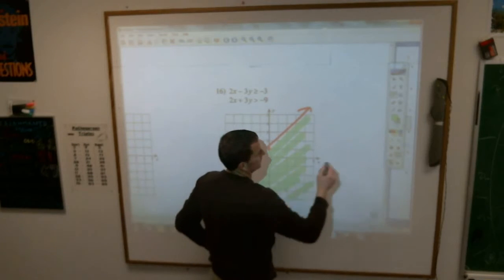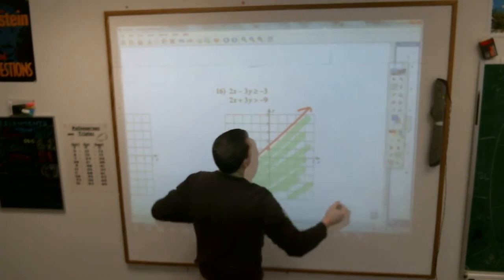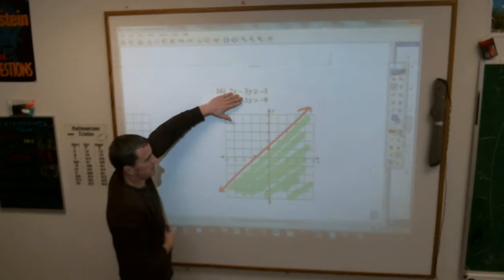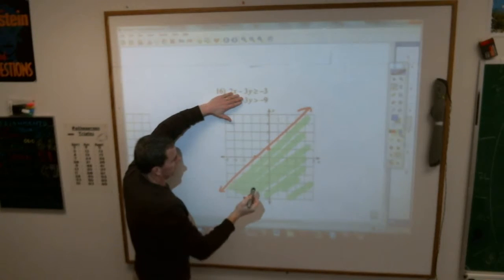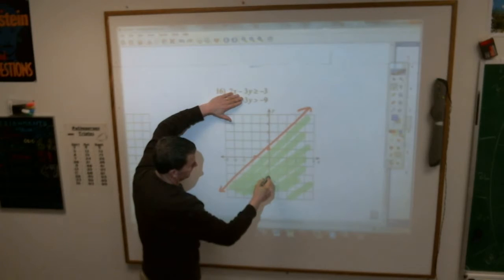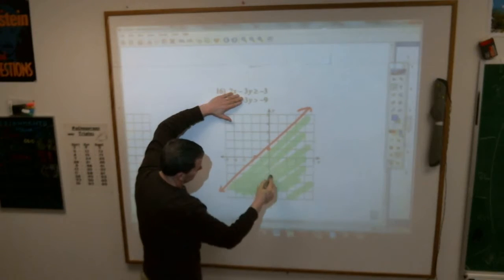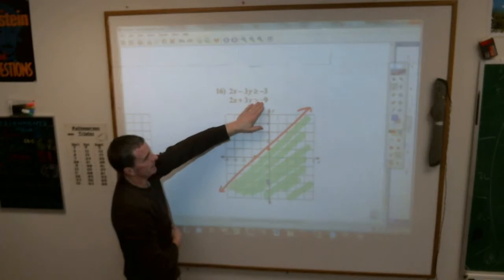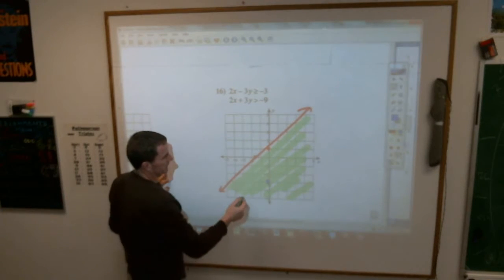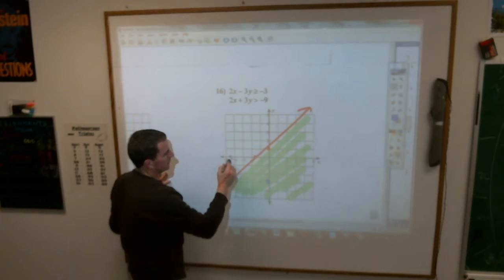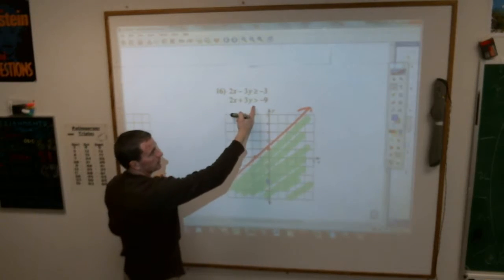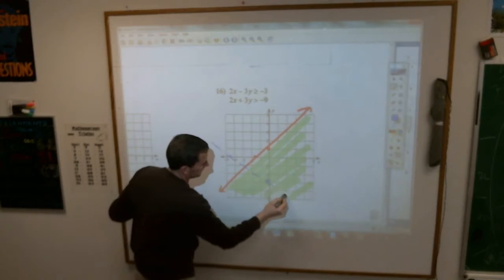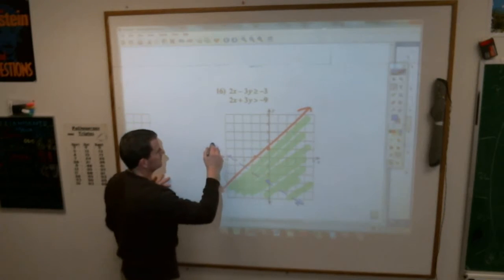Then I graph the other line. Again, y-intercept is -3, right? -9 divided by 3, so I get a -3. This one -3, this one 2, 3. X is -9/2, 9 divided by 2, which is -4.5. Not an equal sign, so I dash it on dasher, on dancer, on dancer, on vixen.